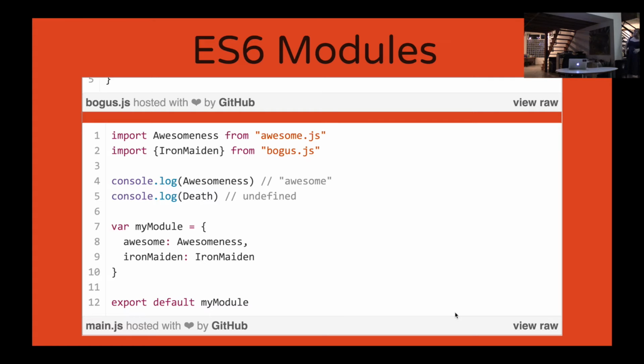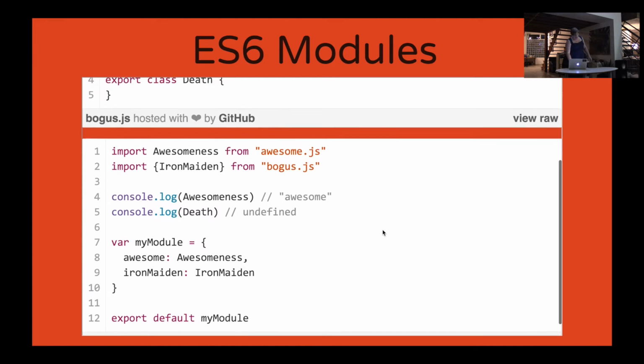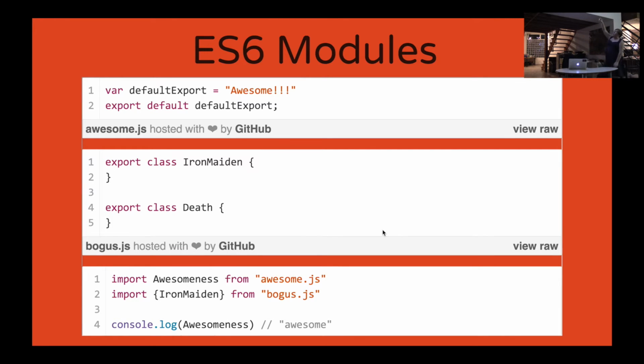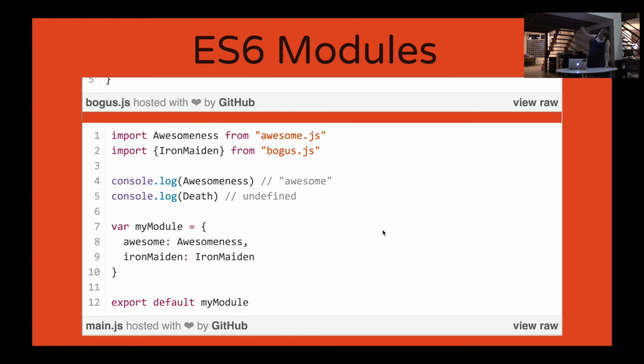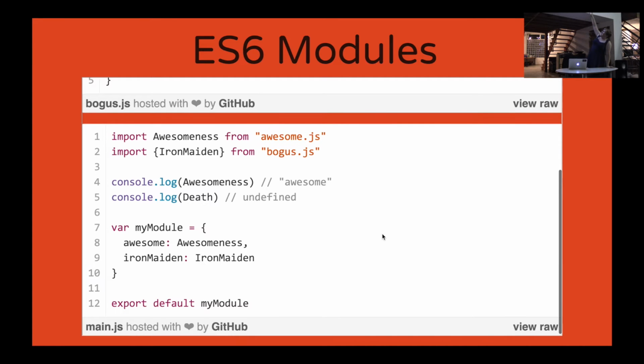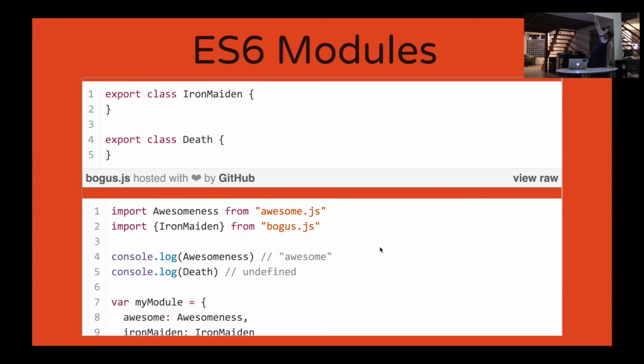So if you were to console log awesomeness, awesomeness was imported from awesome.js, which just exported the default export, which we set to awesome. Awesomeness now is just the string awesome with 3 exclamation marks. Cool? If I were to console log death, which is, sorry, these are really bizarre class names anyway. Yeah, things that don't seem like a bad idea when you're alone in front of your screen. So if I were to console log death, which is the class here, it was exported here, but we didn't import it here, so it's actually undefined, right?